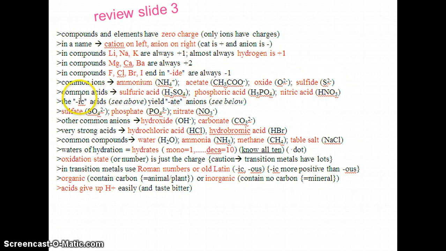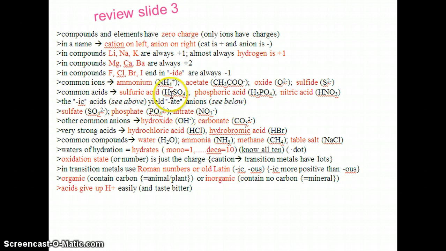The common acids we need to be comfortable knowing are sulfuric acid, H2SO4, phosphoric acid, H3PO4, and nitric acid, which is HNO3. These acids end in ic, and they're called ic acids, and the ic acids yield the ate anions, and ate is A-T-E, not eight. Sulfuric acid yields sulfate. Phosphoric acid yields phosphate. Nitric acid yields nitrate. So the ic acids, sulfuric, phosphoric, nitric, yield sulfate, phosphate, and nitrate.